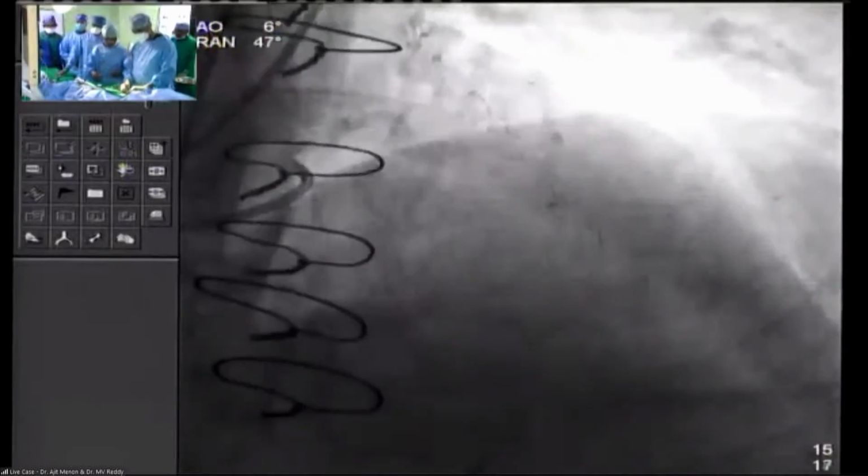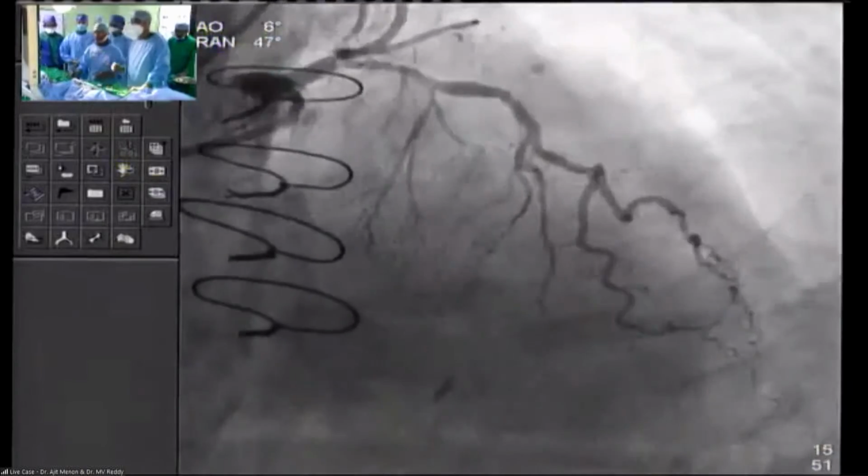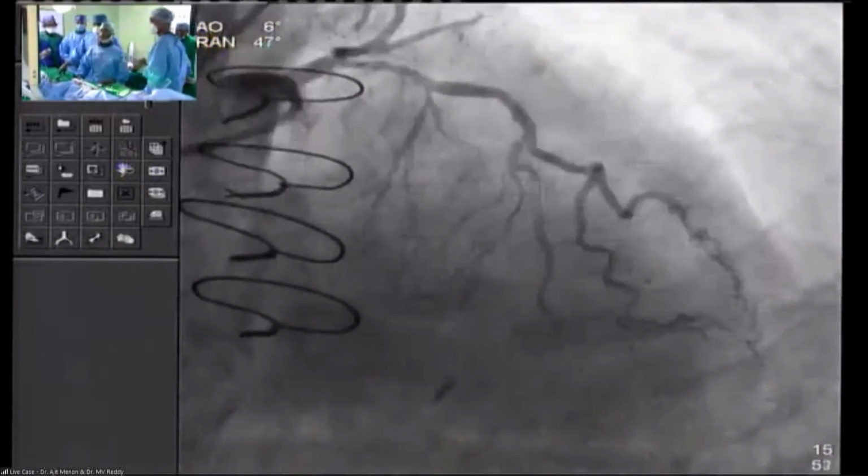Sorry, what does the right look like? What is the right coronary? The right coronary is normal. There are no lesions in the right coronary. It's not a very big vessel, but it's a normal vessel.